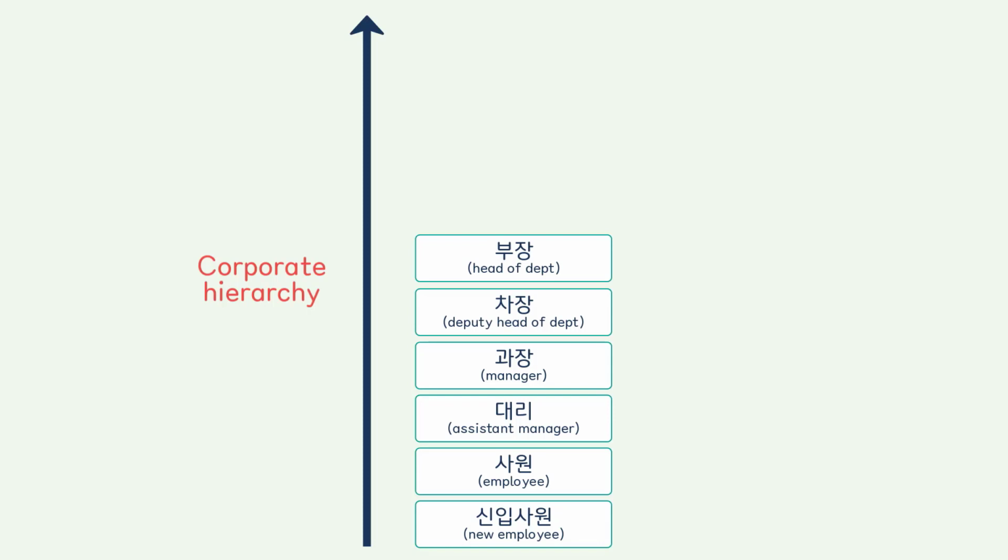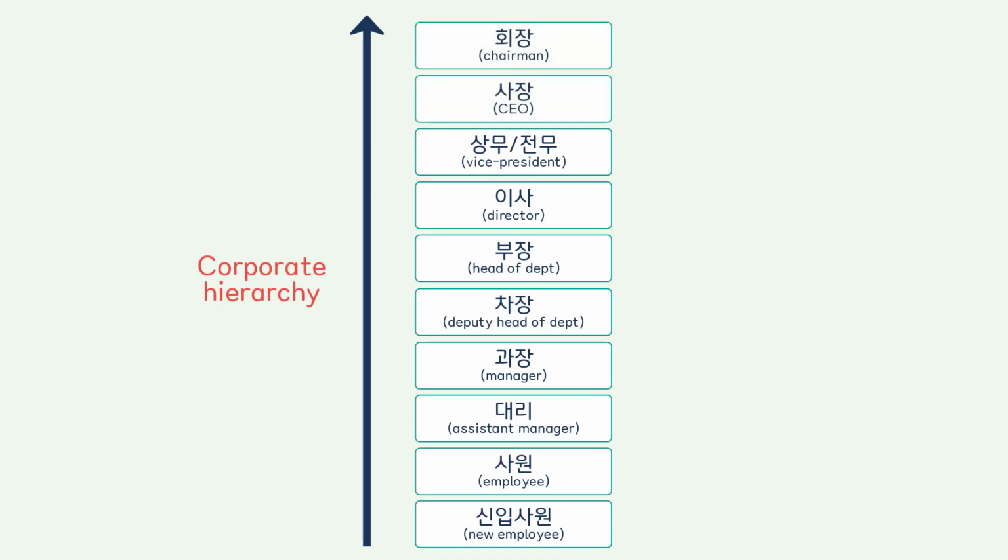This syllable 장 comes from Chinese, and it refers to the head or the chief. Another title that's often used to refer to the head of department is 실장. Above that, we have 이사, which means director, and then we have 상무 and 전무. And they kind of refer to vice presidents, but they can also refer to other C-level type of roles, such as CFO or CTO. Lastly, we have 사장 and 회장, which refer to the CEO and the chairman.